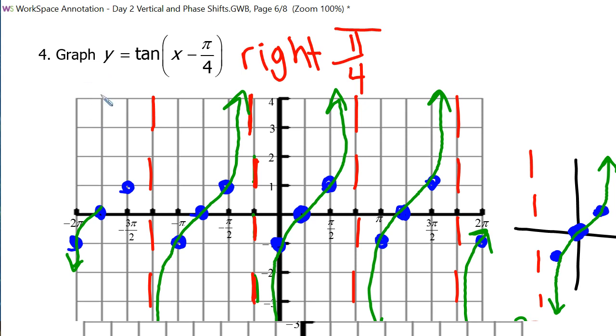So fill up the entire grid, from negative 2 pi to positive 2 pi. For the last two problems, 5 and 6, now we're putting it all together. Now we're doing phase shifts as well as vertical shifts. And now I'll have to do both in one graph. So let's look at number 5.